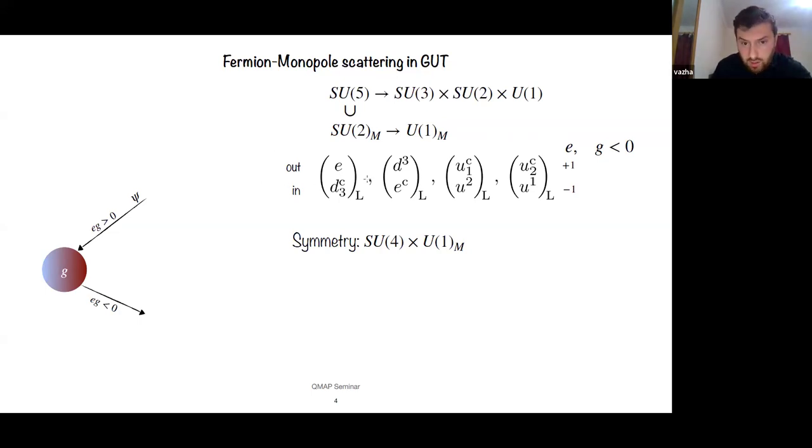Now, it's also very convenient to notice that this system has the following symmetry. First of all, we have U1M, and second of all, we can exchange these doublets. That means we have an additional SO4. This symmetry determines a lot about the scattering process.